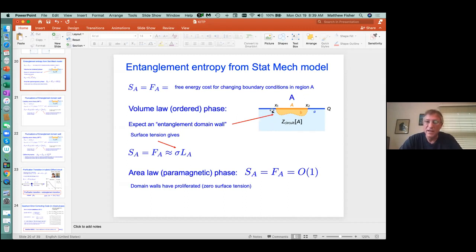And a domain wall, one of its most important features is that there's a surface tension, just as there is in a Potts model or an Ising model, the domain wall between the up spins and the down spins. So really the only difference here with the measurements is that the domain wall can run from one point on the final time slice to the other.